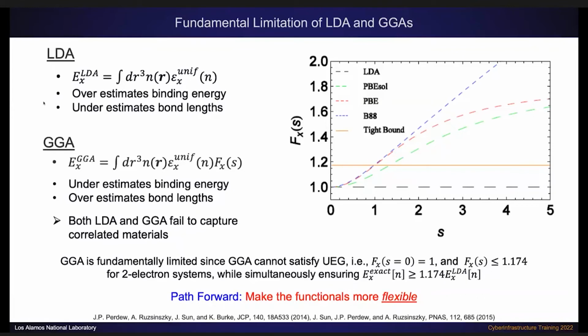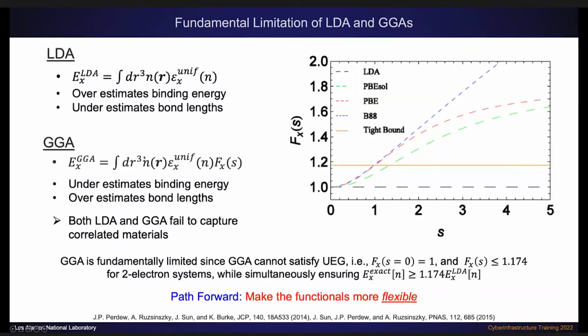And so we have the LDA approximation here. Since it only depends on the density, there isn't much flexibility in how it's constructed and how it's fit to the electron density. And so here it overestimates the binding energy and underestimates bond lengths. These are key things that people have noticed.